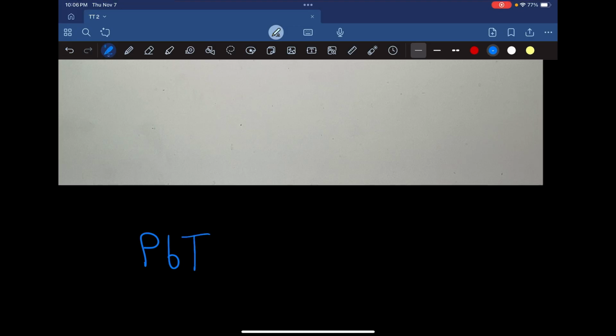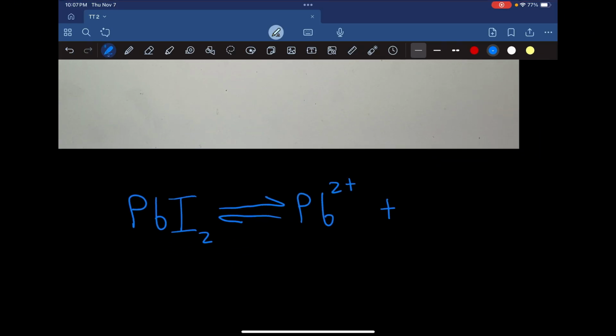PbI2 will dissociate into Pb2+, and what do you think the other ion is going to be? It would be 2I-. Don't forget that there's a 2 here. So let's say we do that at the end.